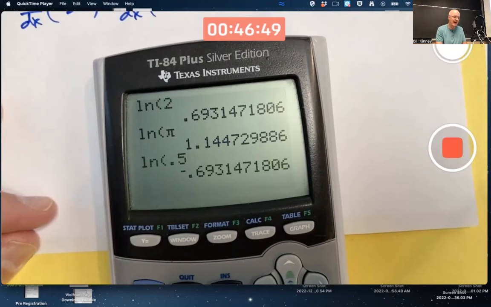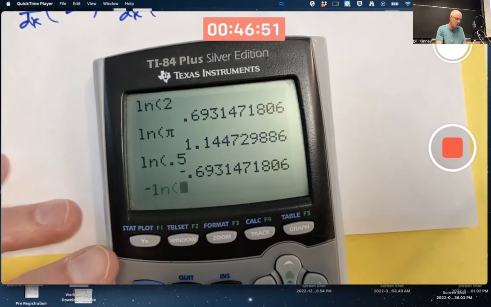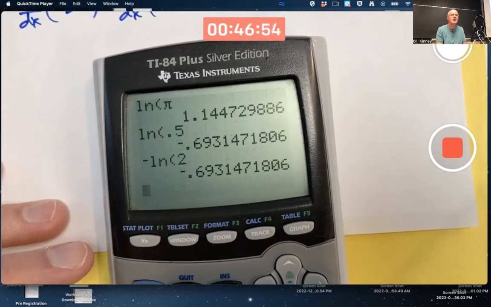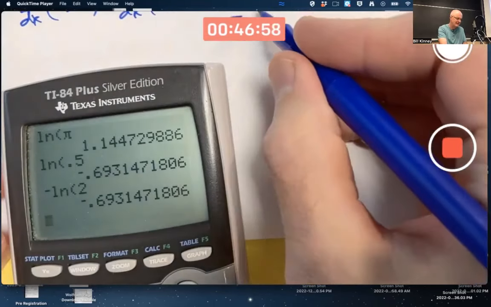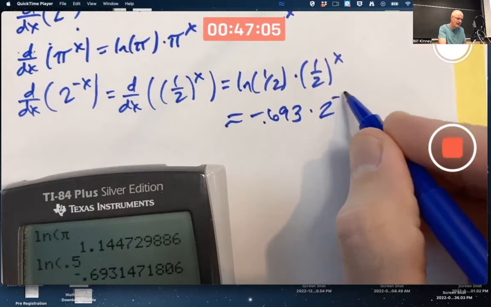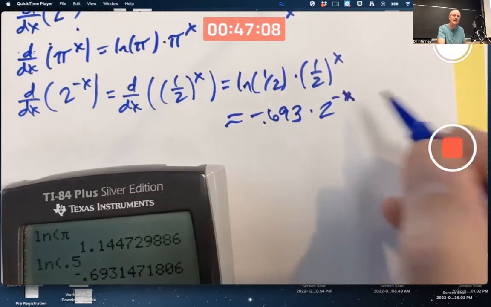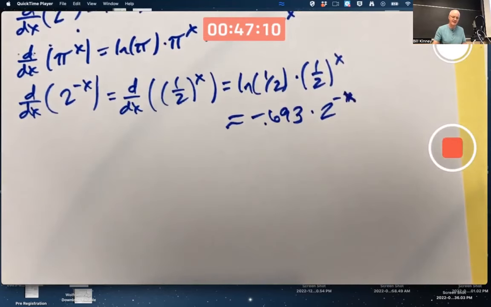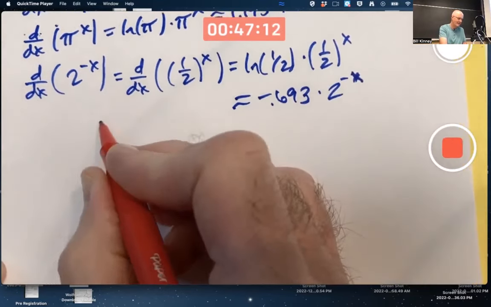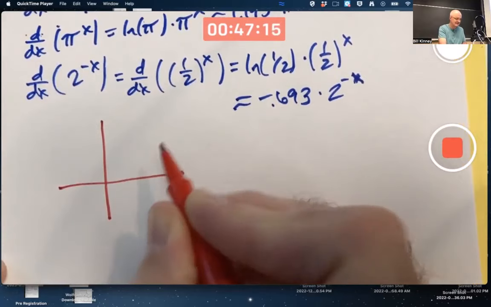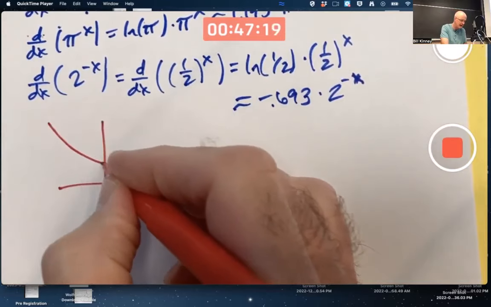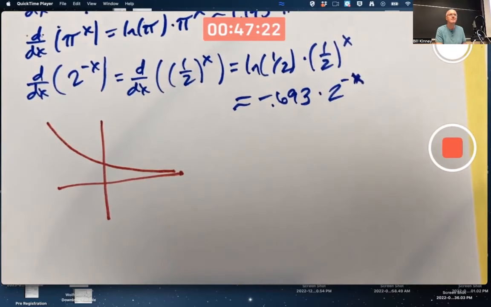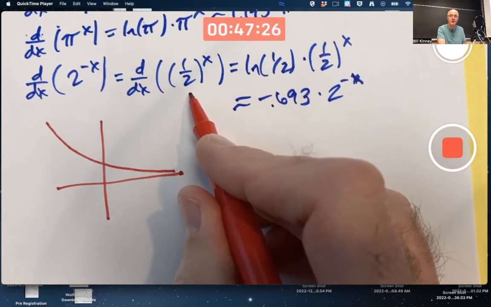Negative 0.693. In fact, it's the opposite of natural log of 2. Wait a minute, does this make sense? Is this really right? Think about it graphically. 2 to the negative x, same as 1/2 to the x, is not exponential growth, it's exponential decay. The b, when you write it this way, is between 0 and 1.